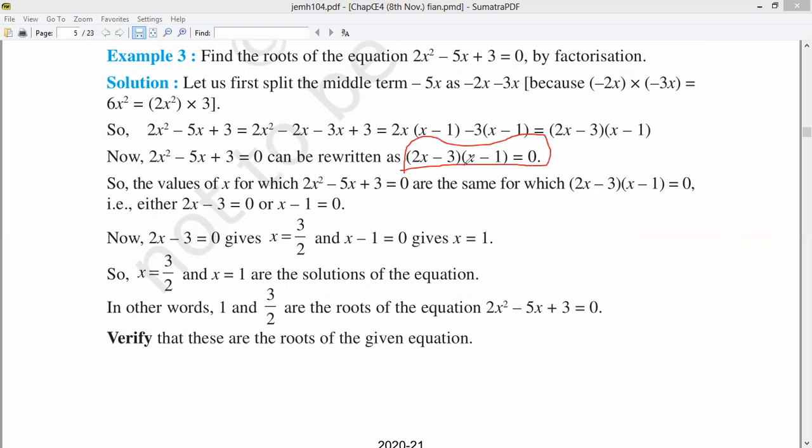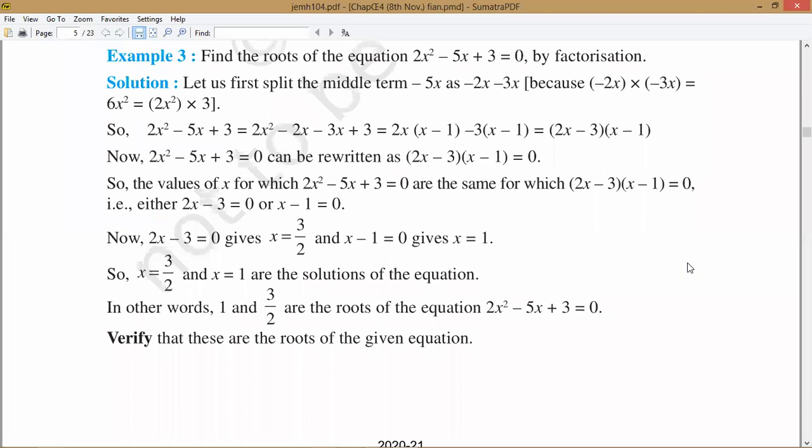And this is the product of two functions. First function is 2x minus 3 and second function is x minus 1. Now when the product of two functions is 0, it means that either first function is 0 or second function is 0. So if 2x minus 3 is equal to 0, then the value of x is equal to 3 upon 2. And if x minus 1 is equal to 0, then the value of x is equal to 1. So हमें यहाँ पर x की दो values मिल जाती हैं, and these are the solution of the given equation. So in other words, also we can say कि 1 and 3 upon 2 are the roots of the equation 2x square minus 5x plus 3 is equal to 0.